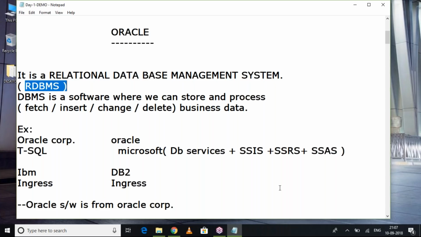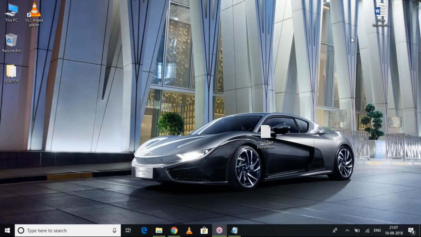Why Oracle? Oracle is used to manage your business data. How to store, how to manage? Suppose, let me take some example. See here.